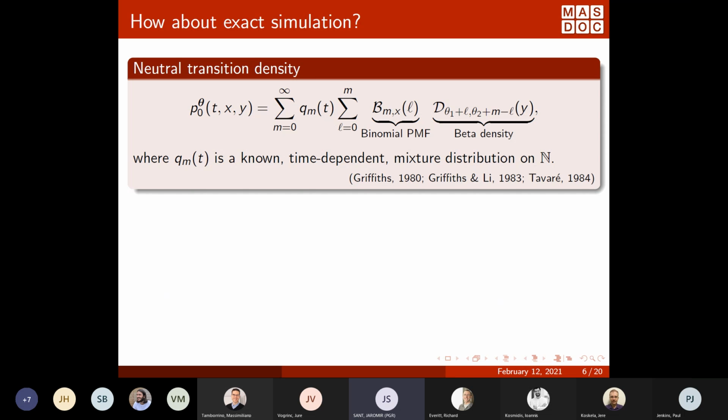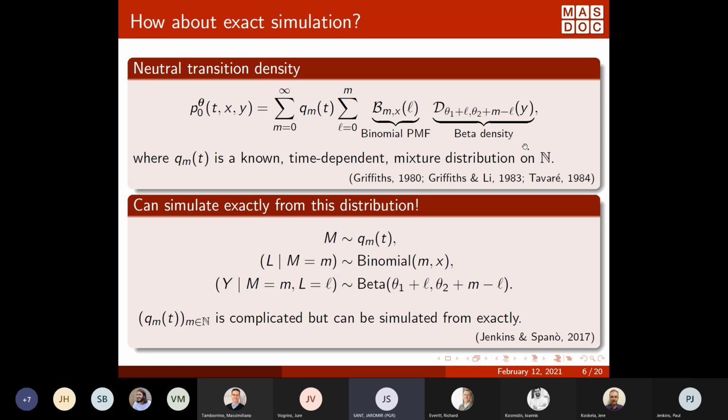And we know that, so this is a classical result in population genetics, that you can write down this transition density as this infinite series form over here. And what crops up quite immediately is that this factorization could give rise to some form of a hierarchical simulation, provided that I can draw from this QM of t, which is actually this known time-dependent mixture distribution.